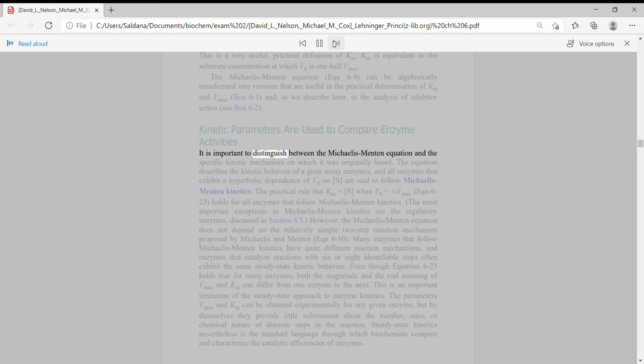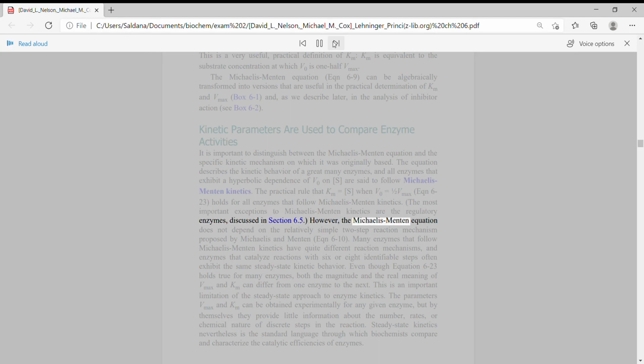It is important to distinguish between the Michaelis-Menten equation and the specific kinetic mechanism on which it was originally based. The equation describes the kinetic behavior of a great many enzymes, and all enzymes that exhibit a hyperbolic dependence of V0 on S are said to follow Michaelis-Menten kinetics. The practical rule that Km equals S when V0 equals 1/2 Vmax, Eq. 6-23, holds for all enzymes that follow Michaelis-Menten kinetics. The most important exceptions to Michaelis-Menten kinetics are the regulatory enzymes, discussed in Section 6.5.